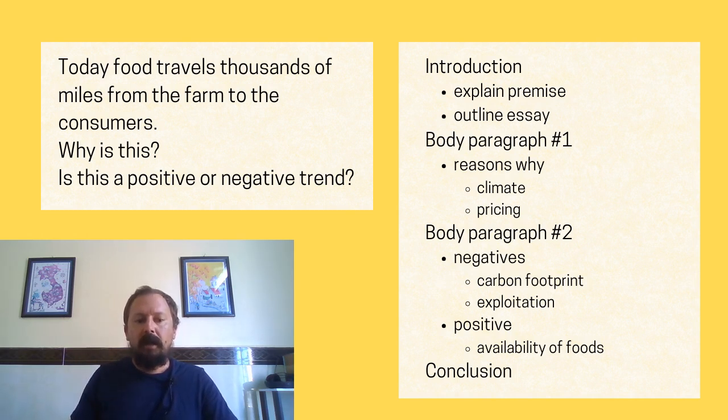In the second one, I'm going to talk about the idea of positive and negative. For me, it seems like it's mostly a negative thing, but that there's also a positive aspect as well. So in terms of negativity, I'm going to talk about the environment. I think that sending food around the world is bad for the environment. And I'm going to talk about exploitation, meaning I think that the farmers who grow this food in certain countries are not being treated fairly.